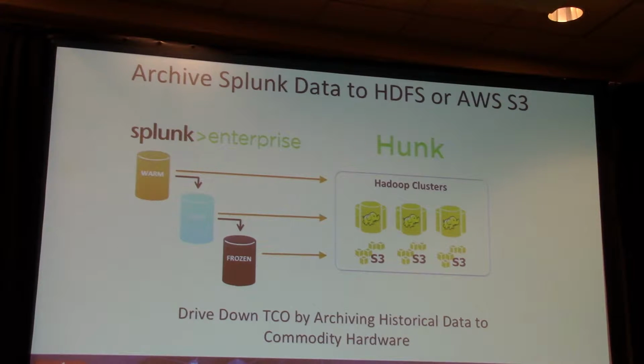And what we've seen running some of the numbers and talking to some of our customers who've been looking at this archive feature, they're looking at storage reductions of 75% or higher by moving some of those Splunk indexes into low-cost commodity storage on HDFS or S3.